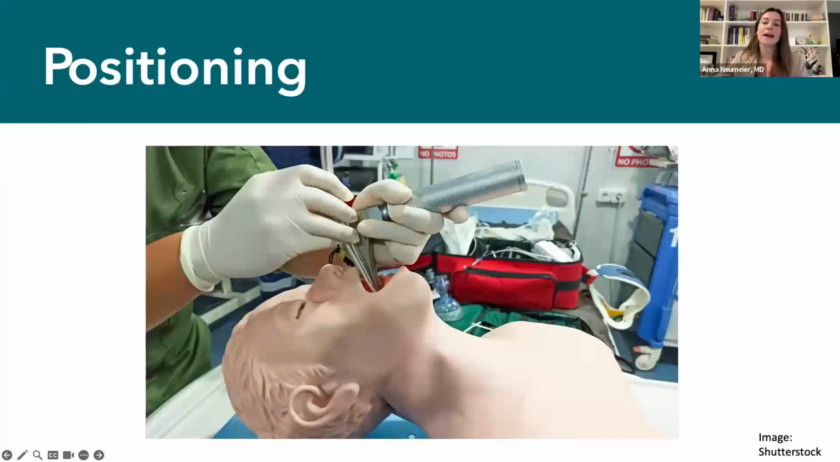The goal is to align the ear with the sternum, which is represented by the turquoise line, to ensure a visualization of the vocal cords with ideally an unobstructed view. The light green line demonstrates your anticipated line of sight.